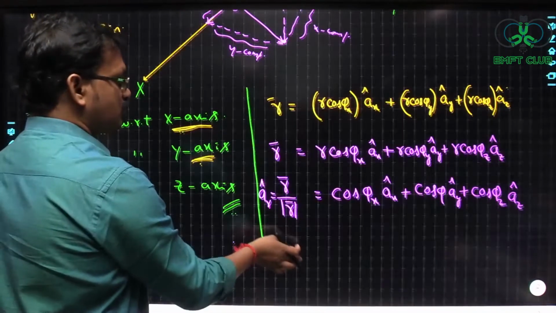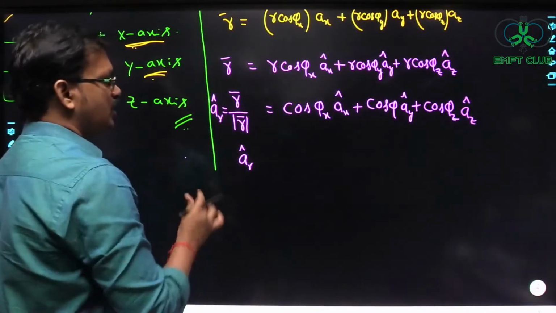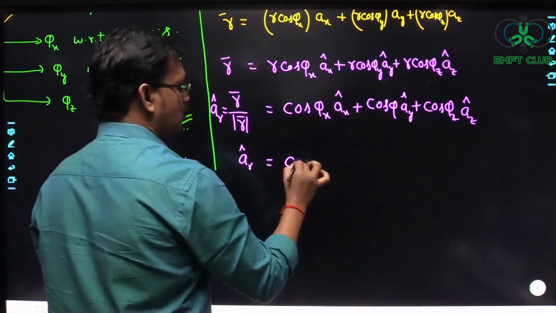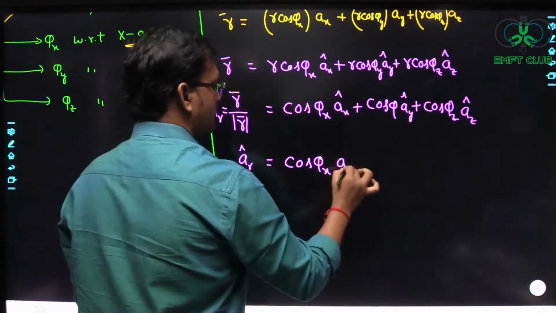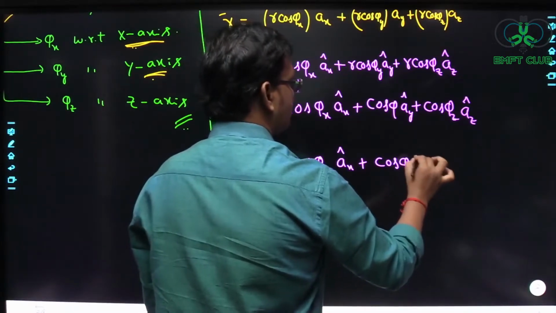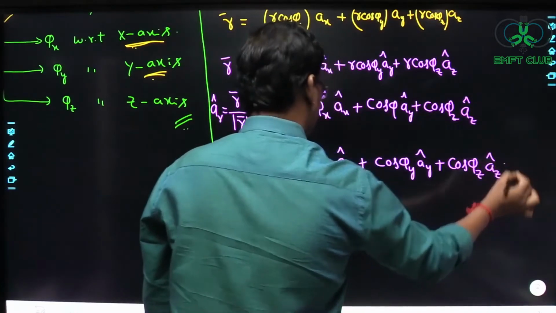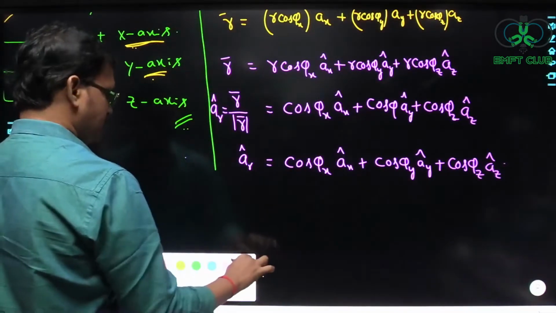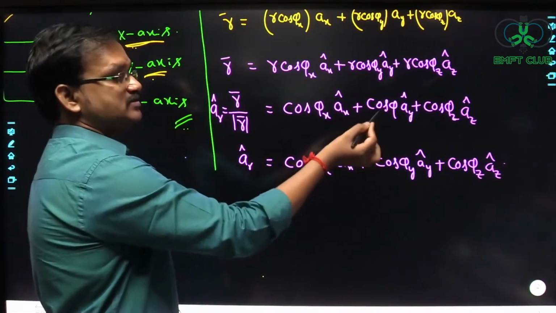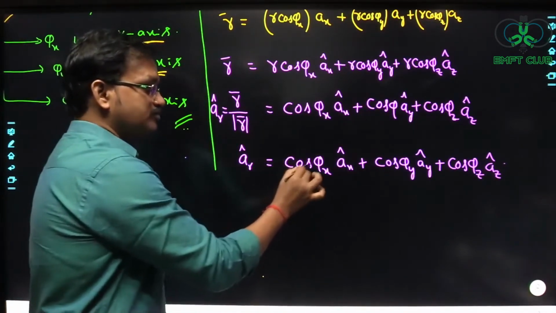So the unit vector along the position vector, or I can say the unit vector along r bar, you can represent as ar cap equal to cos phi x ax cap plus cos phi y ay cap plus cos phi z az cap. So that means if you know the angle made by a vector with respect to the x-axis, y-axis and z-axis, then you can directly tell the direction of that vector in terms of these cosines.